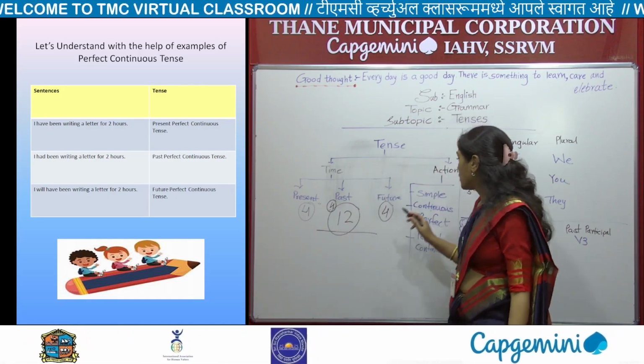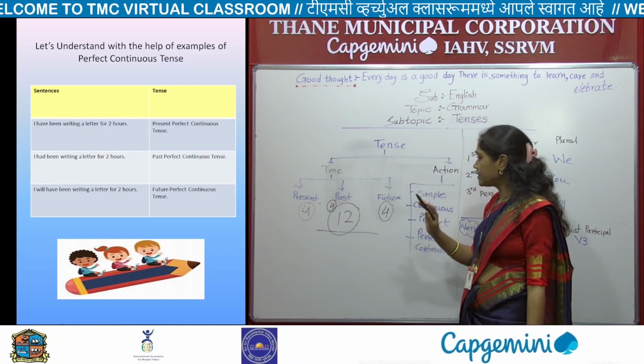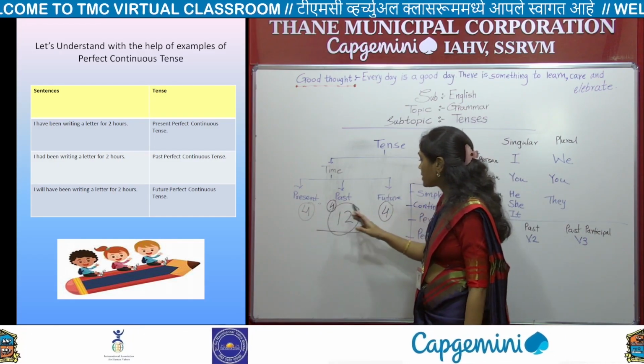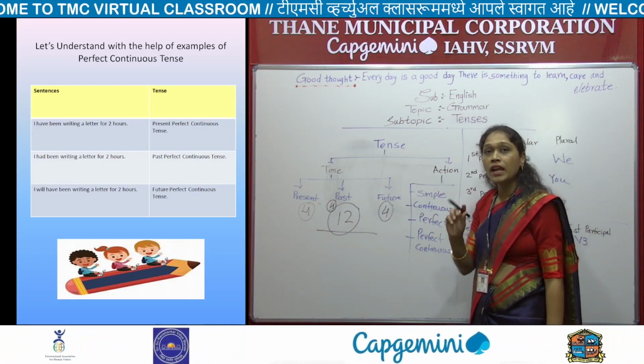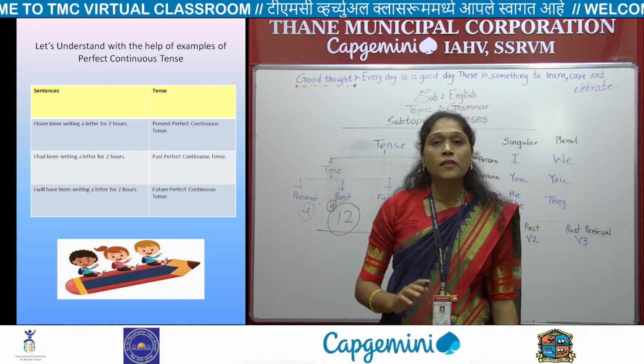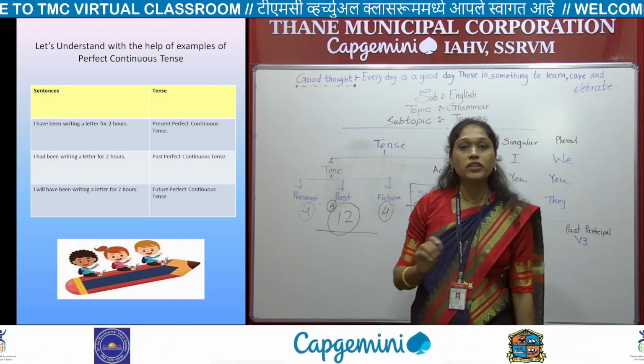See, we saw examples of 12 tenses: present, past and future, simple, continuous, perfect, perfect continuous. In next lecture, we will see detailed information about these 12 tenses.